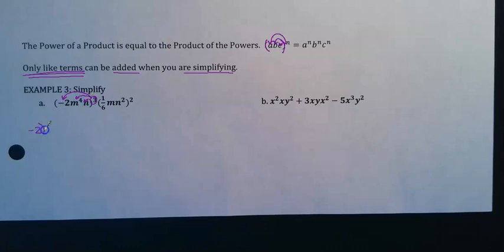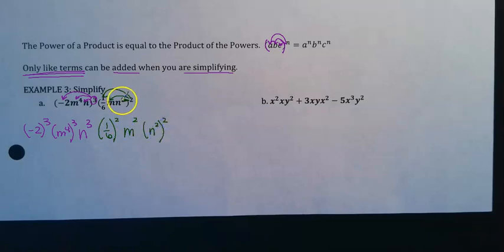So there's going to be negative 2 cubed times m to the 4th cubed times n. Oh, I don't need the parentheses really. I'm going to save myself a little work if my pen would work. Okay. All right, times n to the 3rd. And then everything inside of these parentheses has to have the 2 distributed to it. So it's going to be 1/6 squared m squared n squared squared, because the n here is squared.